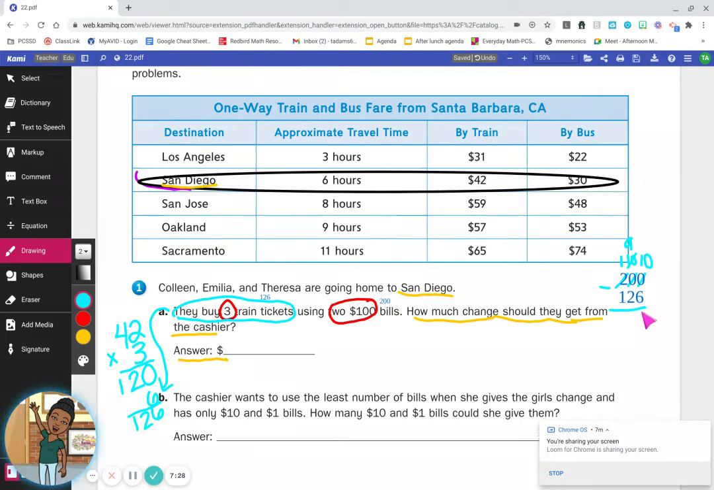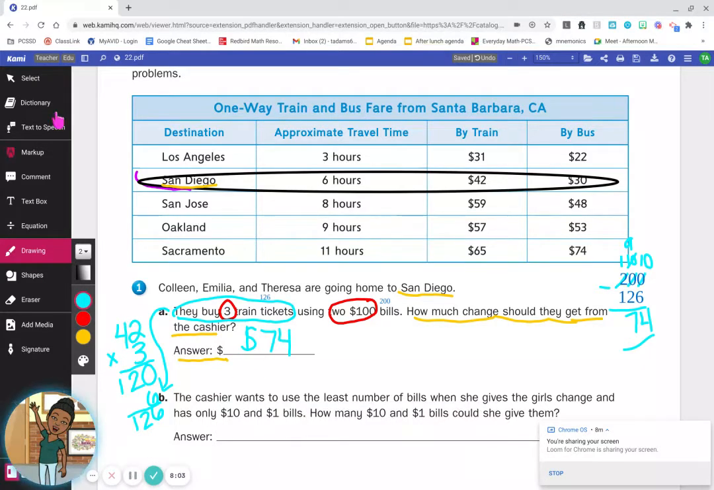10 minus 6 equals 4. 9 minus 2 equals 7. 1 minus 1 equals 0. So I can see that my answer is $74. If the girls gave the cashier 2 $100 bills, $200, and their total was $126, then they will receive $74 back.